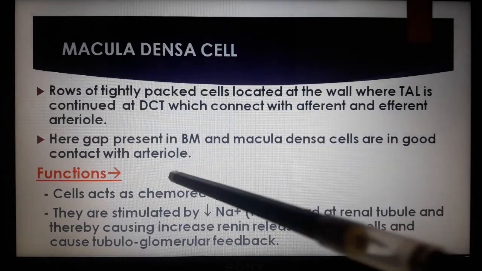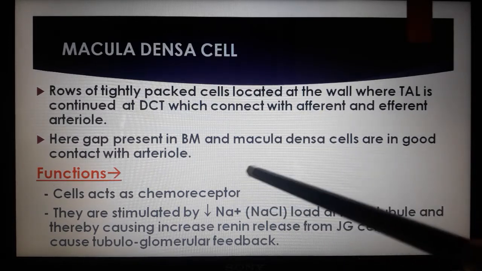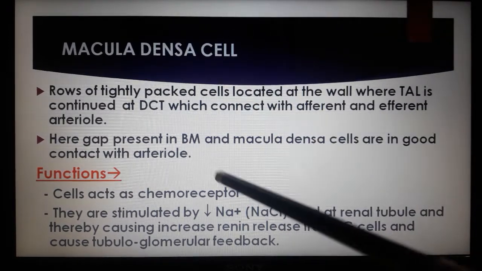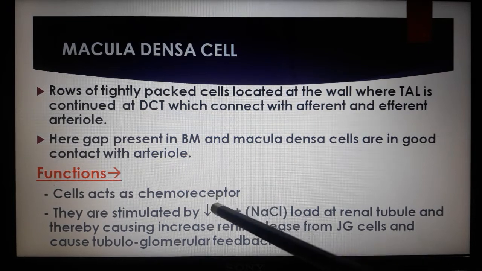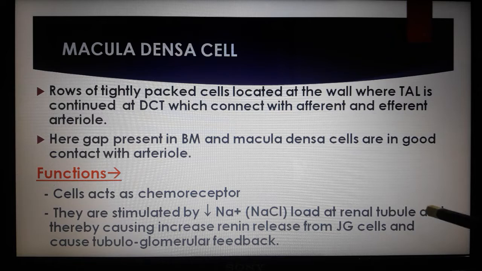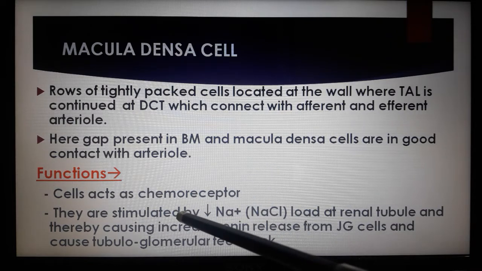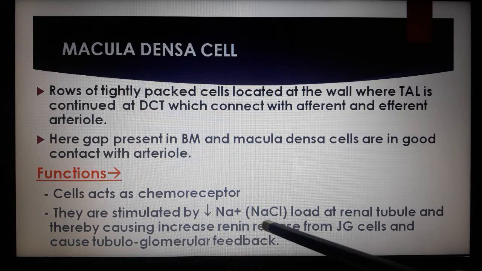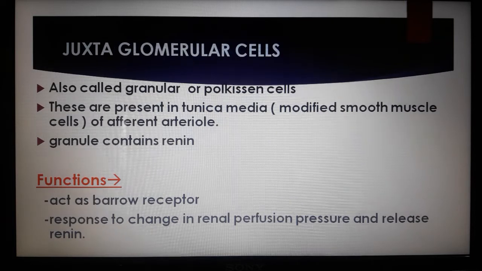Function: these cells act as chemoreceptors. They are stimulated by decreased sodium chloride load at the renal tubule, thereby causing increased renin release from the juxtaglomerular cell and causing tubuloglomerular feedback. Tubuloglomerular feedback we will discuss in a class later.